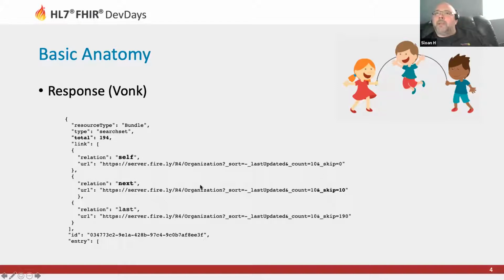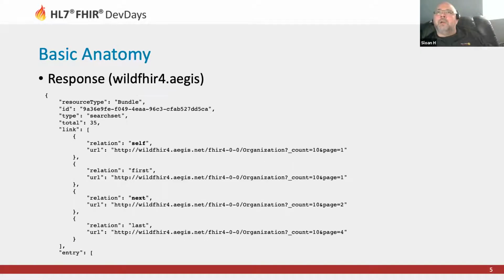Pay attention here to the URL. You see the word skip. That's a very .NET Core type of word, because Bonk is written in that technology. If we look at the Aegis response, they have a simpler paging, and we'll go into that in detail in a minute. Again, this self and this next. Something optional that I observed was the first and the last. Not everybody includes that.